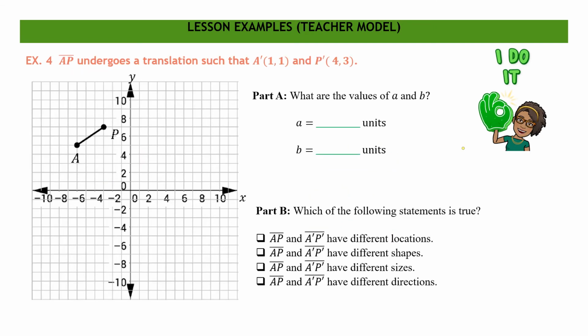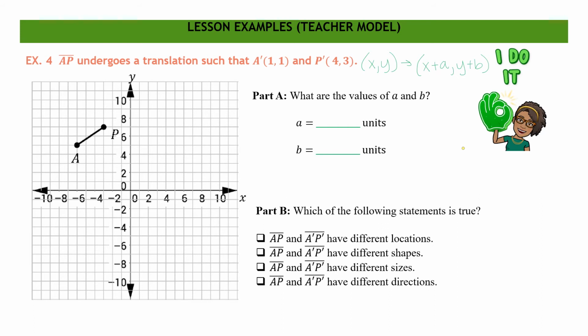Okay, so example 4 tells us that we have a segment AP, and it undergoes a translation such that A prime is (1, 1) and P prime is (4, 3). And they want us to find the values of a and b. So remember, when we have a translation, that function rule creates a new image where we had some type of horizontal shift, and we call that horizontal shift a, and we had a vertical shift, and we call that vertical shift b. All right, so they want us to find the values of a and b.